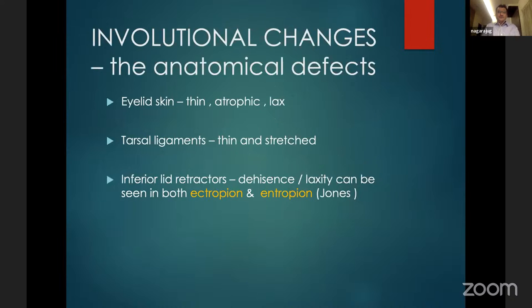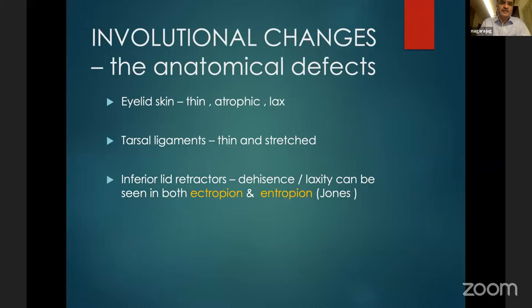So these are the basic things which you should understand, which keep the lid in its normal position: the anatomical factors, the physiological factors, and the various gravitational forces which act in a normal individual. As one ages, what will happen? As one ages, the anatomy changes in the face and likewise in the lid also. The eyelid skin becomes very thin, atrophic, and lax.